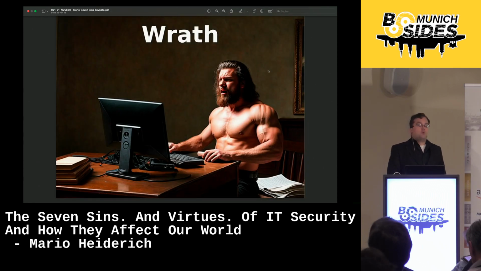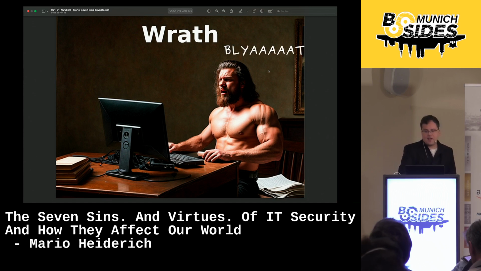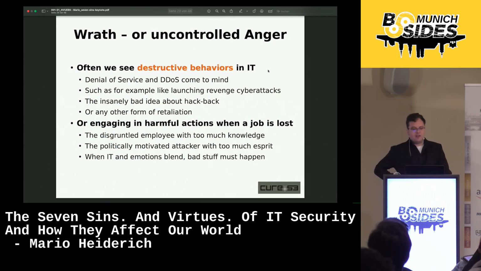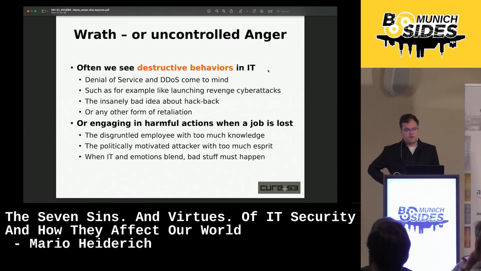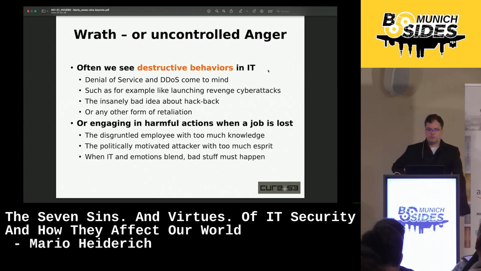Then we have, of course, almost getting towards the end of the list, the topic of wrath. With wrath, it's quite interesting because that actually manifests in many ways in IT, and specifically in IT security, where we can see destructive behaviors. The easiest example of blind wrath would be denial of service or distributed denial of service, DDoS, where people just think about revenge attacks or just doing damage and making sure that someone is hurt without even having the possibility of profiting from it.